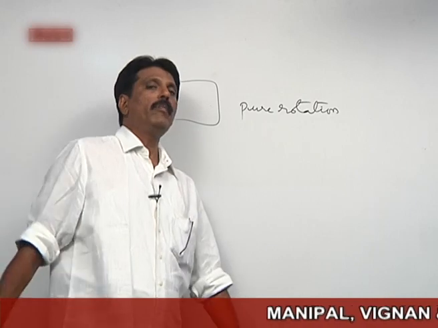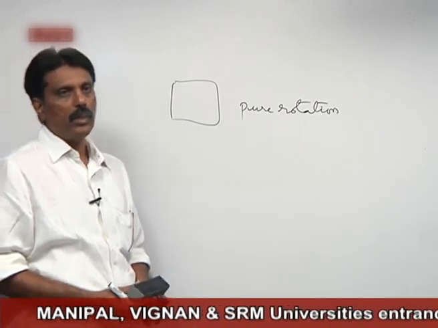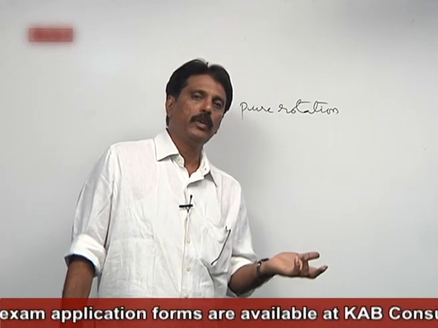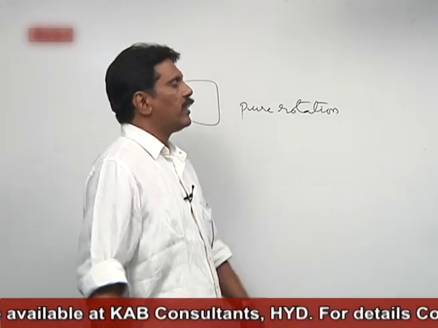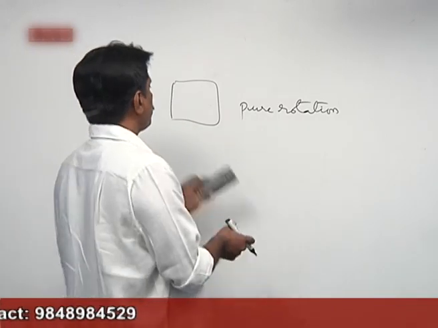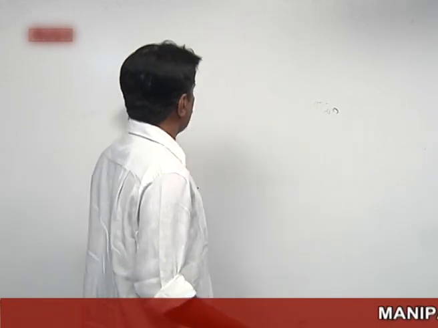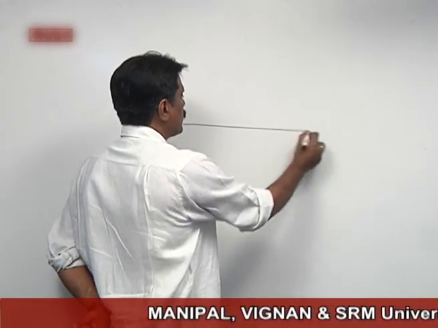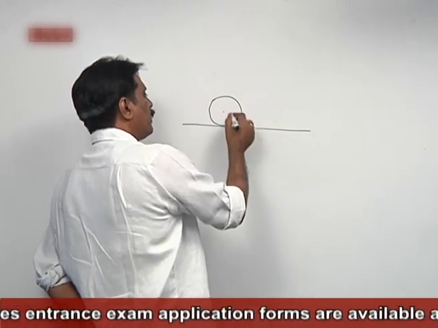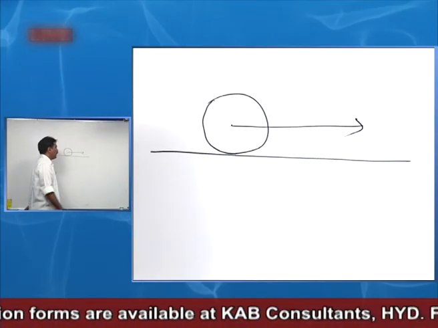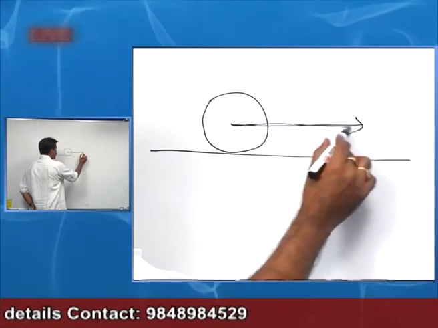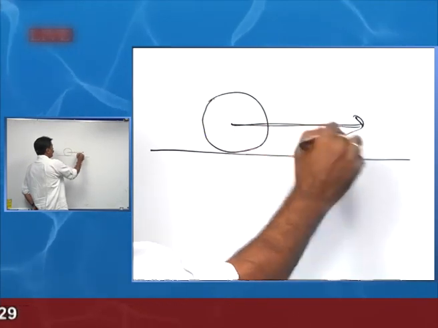The other thing is a combination of translational and rotational motion. When the object is executing simultaneously translatory and rotatory motion, then the center of mass will be in translatory motion only. For example, take a solid cylinder or a solid sphere which is rolling without slipping on a rough horizontal surface. When it is rolling without slipping, it is moving like this.